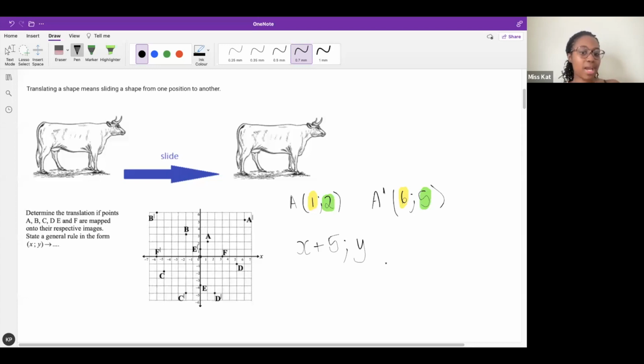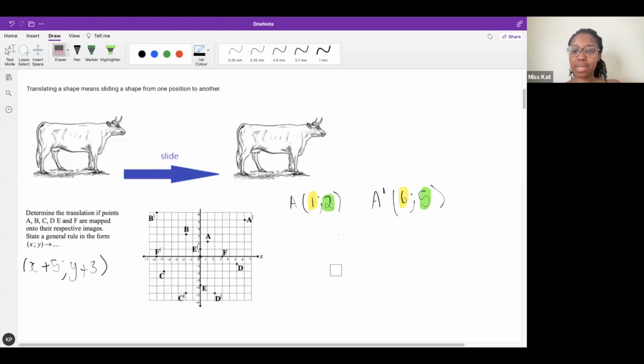If we're going up, are we adding or are we subtracting? Plus, and we added how much? 3. Do you see how this general rule is supposed to be generated? It says state the general rule in the form x, y is moved by this and this. Now we already have a general rule here. We're going to write the rest of our coordinates and see if they work with the general rule we just found. Y plus 3. So give me the rest of the coordinates.